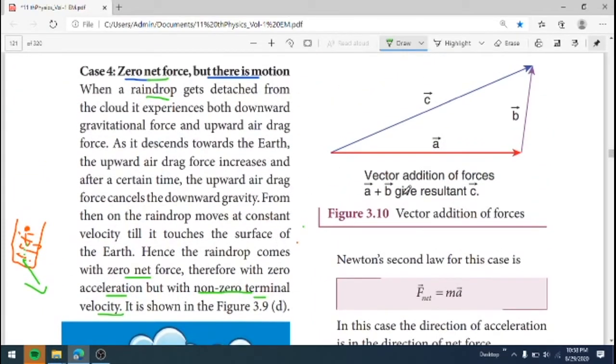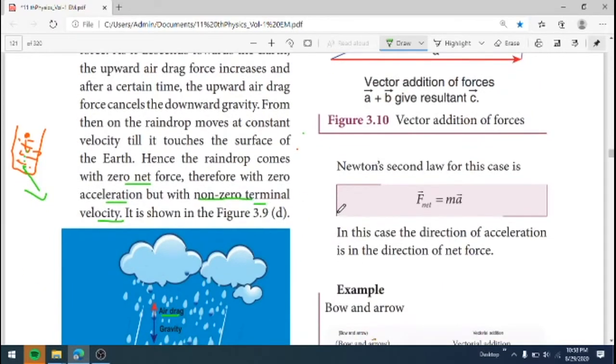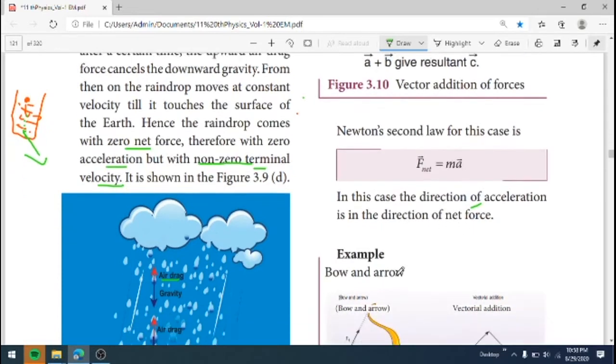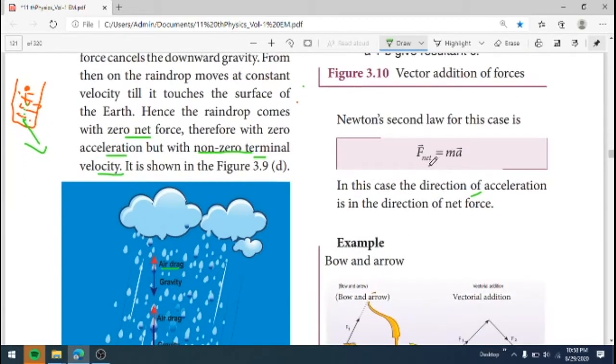Before that, shall we recall the addition of vectorization of two forces what we have learnt in previous lesson? Yes, vector A and vector B can be added with a law. Isn't it? This C gives the resultant of the two vectors, that is vector A and vector B. Newton's second law for this case can be written as F net force is equal to m A vector. So here the direction of acceleration is in the direction of net force. That is, the direction of acceleration depends on the direction of the net force.